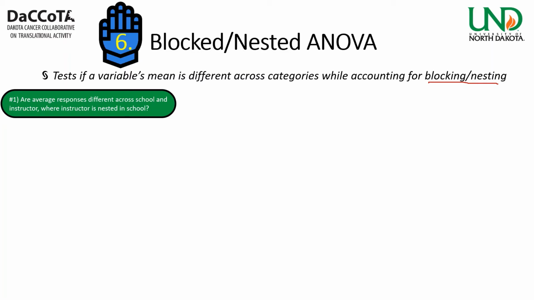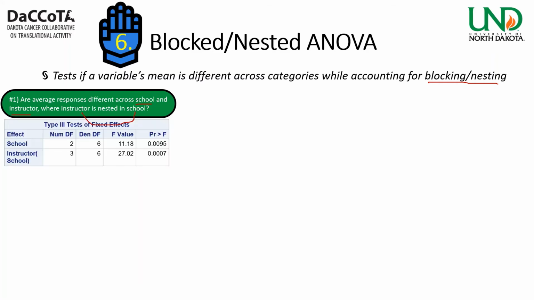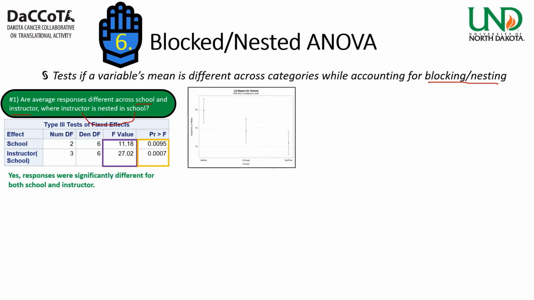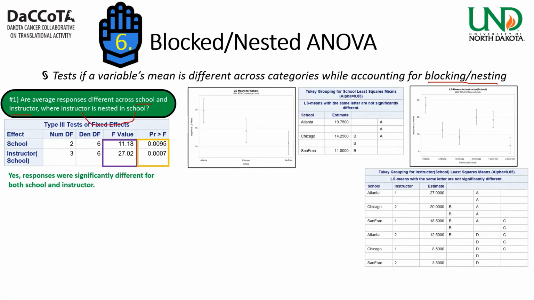This looks at average response across school and instructor, but instructor is actually nested in school. That is, there's instructor 1, 2, 3 in school 1, and then another instructor 1, 2, 3 in school 2, etc. And so we have school, and then this instructor within school, and we find that they're both significant. Response was really different for both school and instructor, and so I have both of these here. What we see is that Atlanta is significantly different from Chicago and San Francisco. It's a little bit more complicated looking at both instructor and school, but you can't really just look at instructor alone because it's nested.